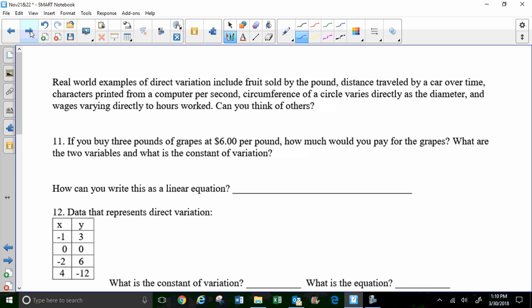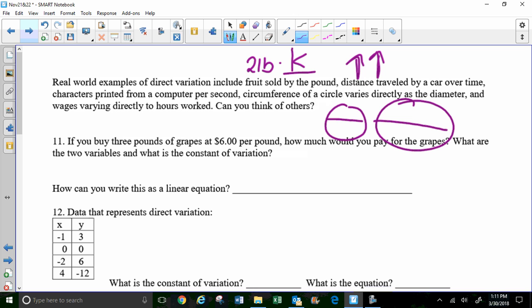Some real-world examples, we see direct variation all the time. Fruit sold by the pound, if you think about it, if you buy 2 pounds of fruit, that's going to be the same cost per pound, so you're going to be multiplying times the constant. And then distance traveled by a car over time, as you travel more miles, you're going to spend more time. If you travel less miles, you're going to spend less time. So it's moving in the same direction. And then you can also think of circumference of a circle varies directly as the diameter. As the diameter increases, so does the circumference of the circle.